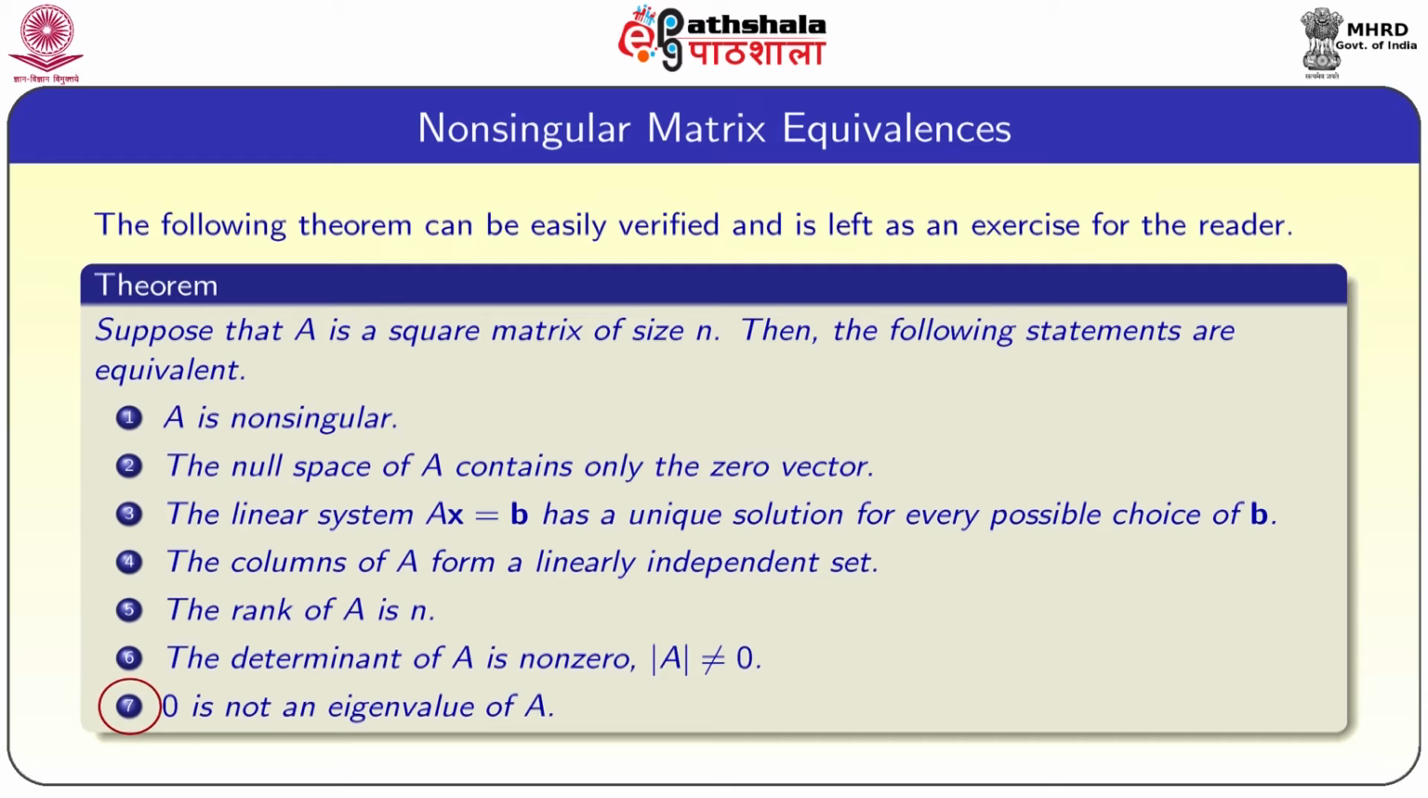0 is not an eigenvalue of A. So, in the previous result we saw that 0 is an eigenvalue of A if and only if A is singular, or the determinant of A is 0. So, all these 7 conditions are equivalent. We can prove any 2 are equivalent.